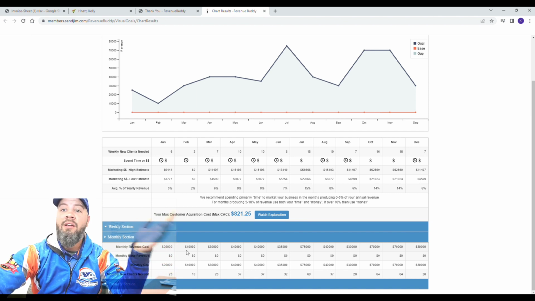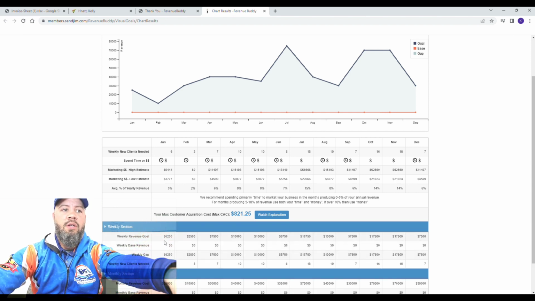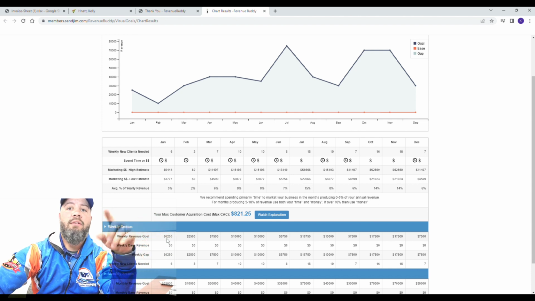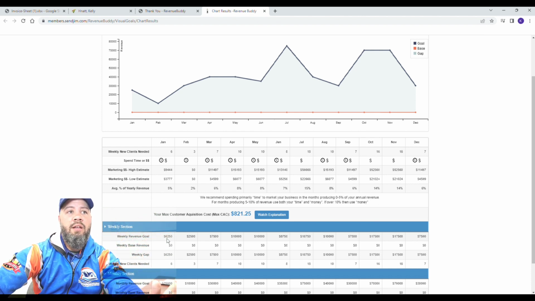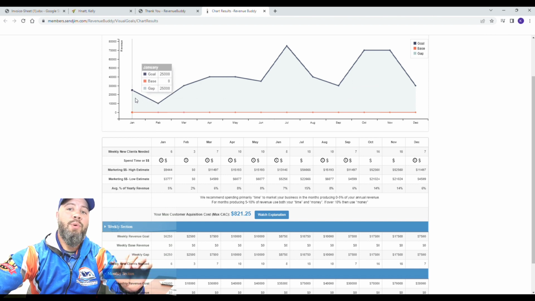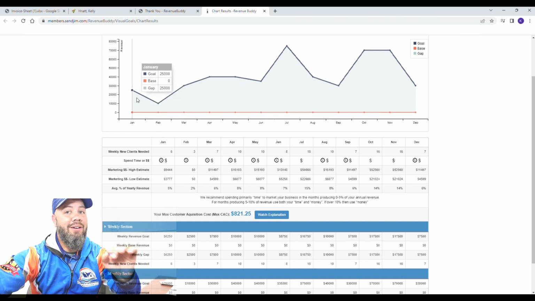And then February, you only have to hit $10,000 for that month. Your weekly section shows you that too. So weekly in January, $6,250 per week will keep you on track for $500,000 a year, because putting in your previous work history shows you that seasonal curve. It shows you how that grows. So Revenue Buddy is going to take your goal and say, okay, you generate on average X percent of your revenue in each month, and it actually shows that.